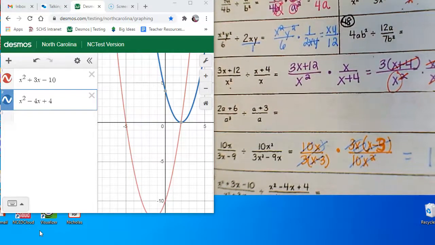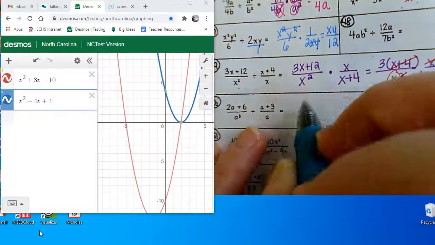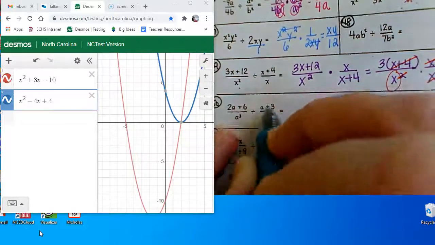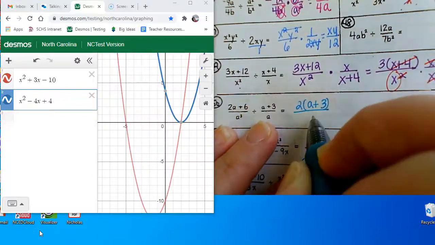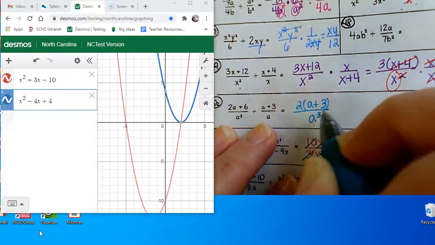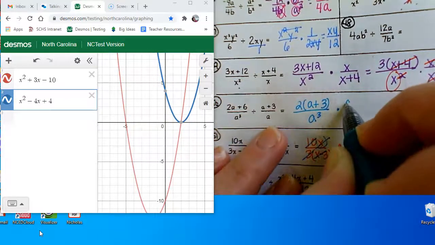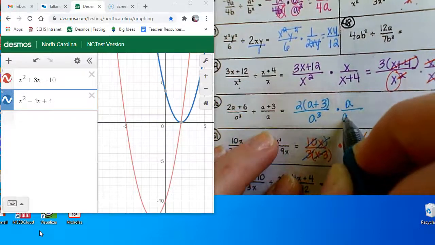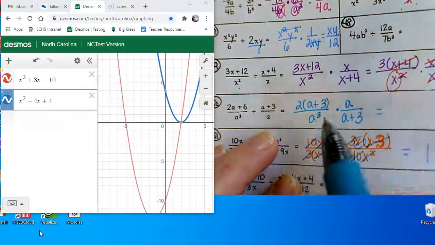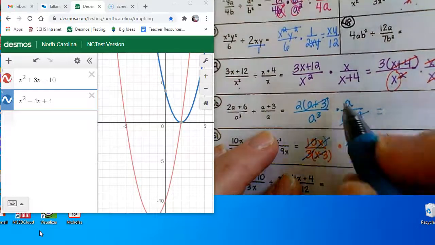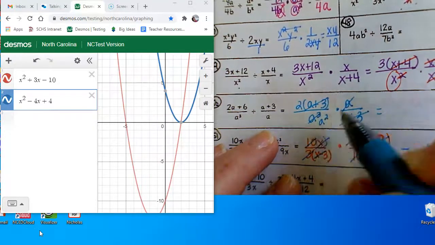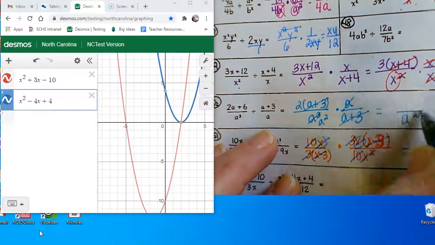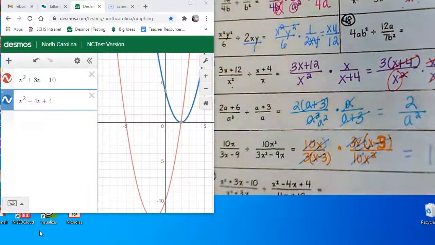On 50, the only thing I can do as far as looking at these terms is that first one I can factor out a 2. I think that's an a to the third times, and then we're going to flip it so a's on top and then a plus 3. So a plus 3's will go away, and then one of these a's will go away. That means you're left with a squared on the bottom and a 2 on the top.